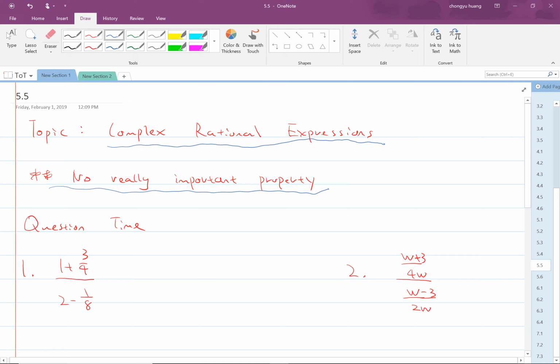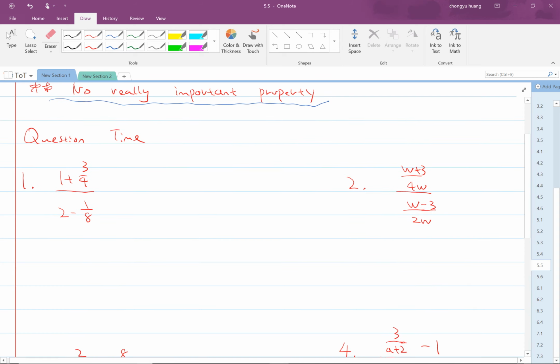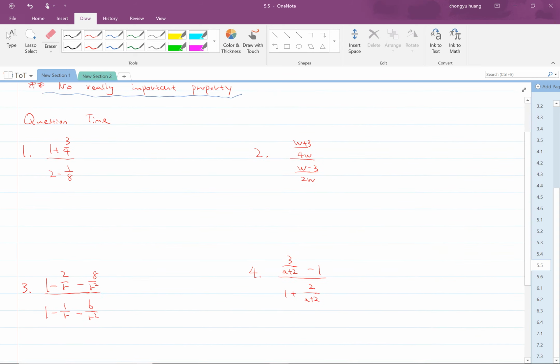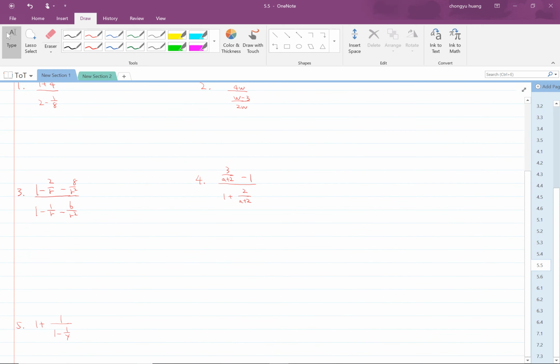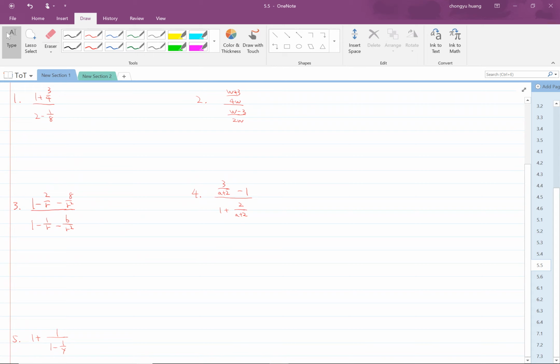And usually the right logic for solving those complex rational expressions, okay? We have a total of 5 questions here. If you feel some of the questions are easy for you, then feel free to skip them. Otherwise, I will talk about all those questions in detail if you don't understand. So let's start with question 1.